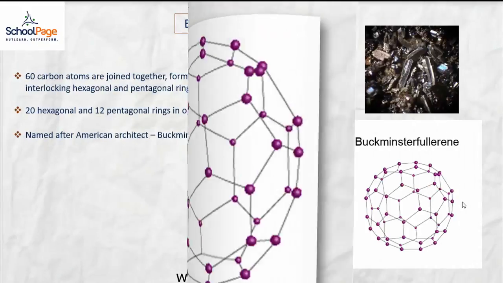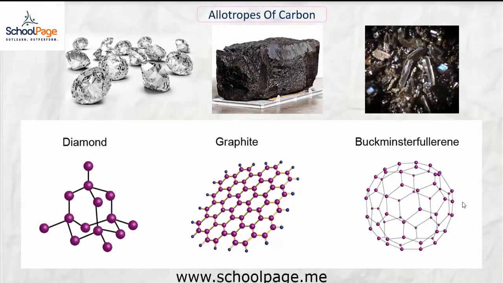The 3 allotropes of carbon have different properties, though they all are made up of a single element, that is carbon. They are all pure forms of carbon. This difference in the property is because of the arrangement of atoms in them. You can see that diamond, graphite, and Buckminsterfullerene all have different arrangements of carbon atoms.